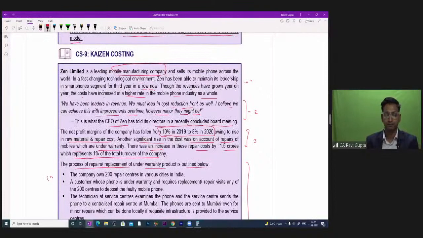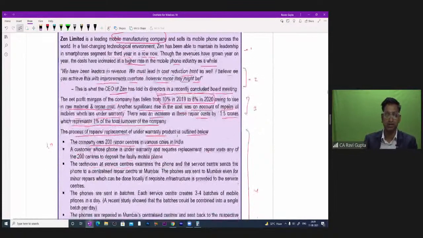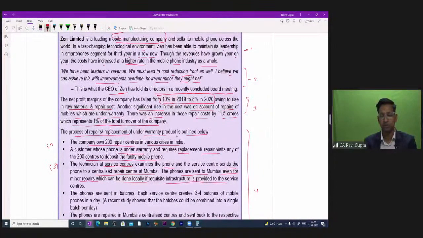1. The company owns 200 repair centers in various cities in India. Customers whose phones are under warranty are required to visit any of the 200 centers to deposit the faulty mobile. Third, the technician at a service center examines the phones and the service center sends the phones to the centralized repair center at Mumbai. The phones are sent to Mumbai even for minor repairs, which can be done locally if requisite infrastructure is provided to the service centers.